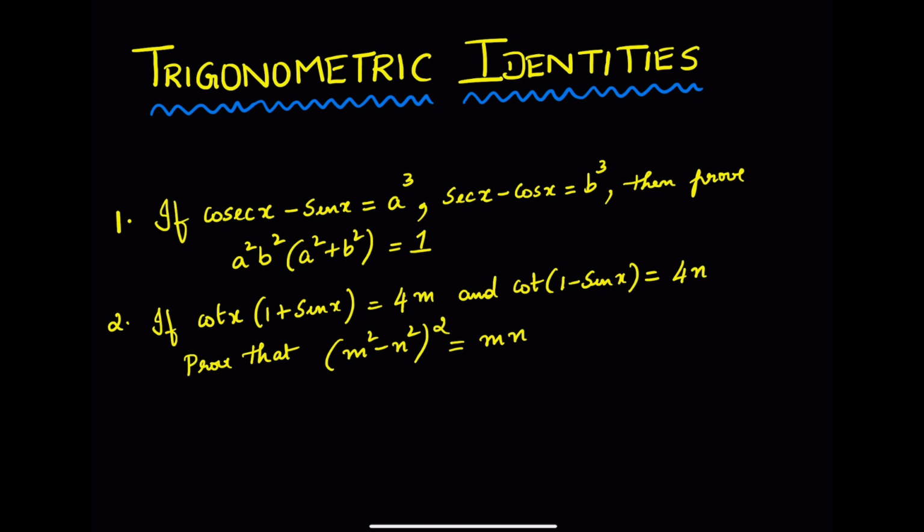Second is cot x times (1 plus sin x) is equal to 4m and cot x times (1 minus sin x) is 4n. Then we have to prove that (m square minus n square), the whole square, is equal to mn. So let's try to address these problems.